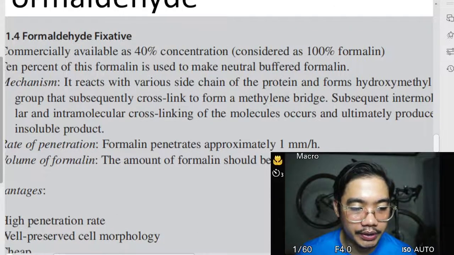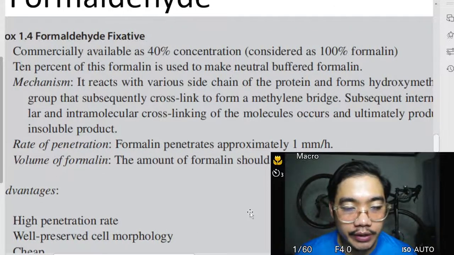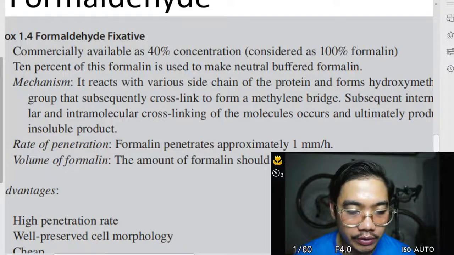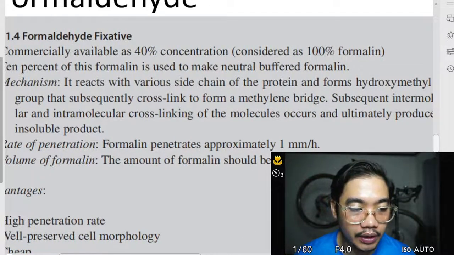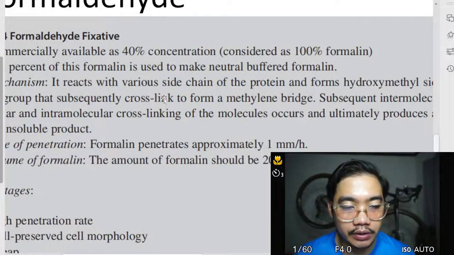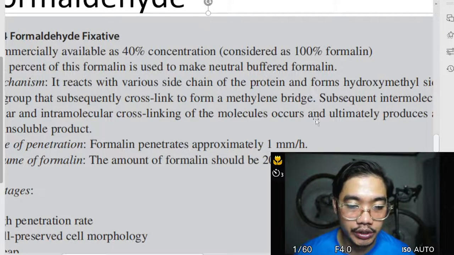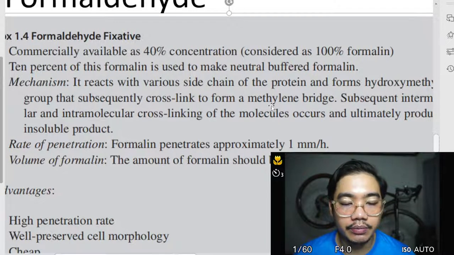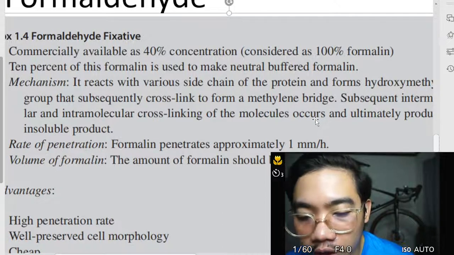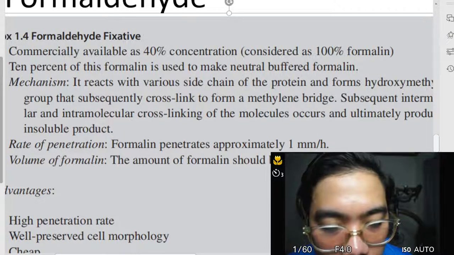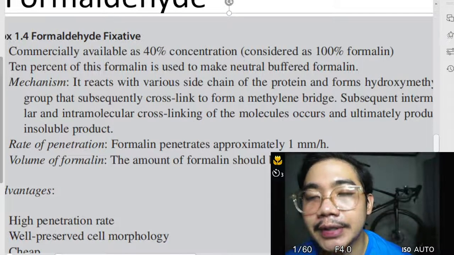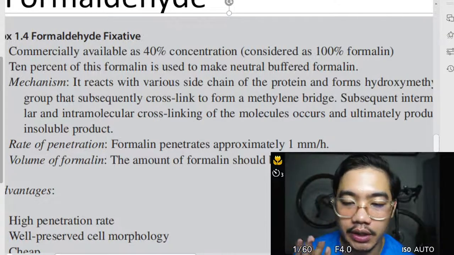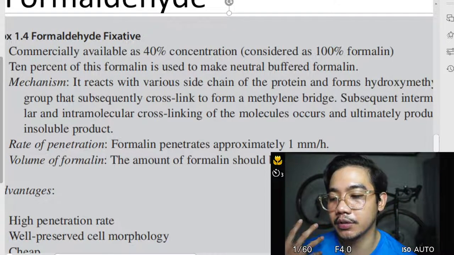Na-mention nato na ni, ha? It reacts with various side chains of the protein and forms hydroxymethylene methyl group that subsequently cross-links to form hydroxymethylene bridge. Subsequent intermolecular and intramolecular cross-linking of the molecules occurs and ultimately produces insoluble product. Meaning, anang insoluble product, dili na siya malusaw, no? Solid na kayo siya.